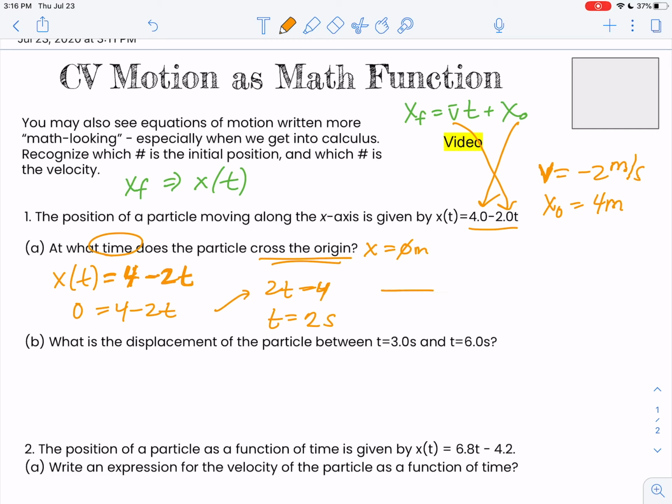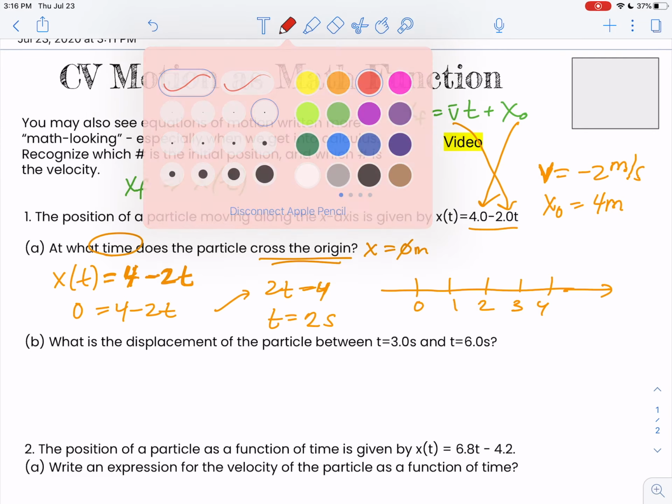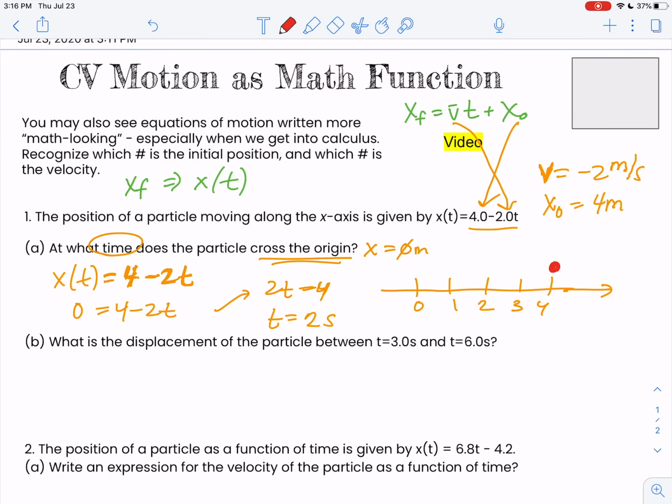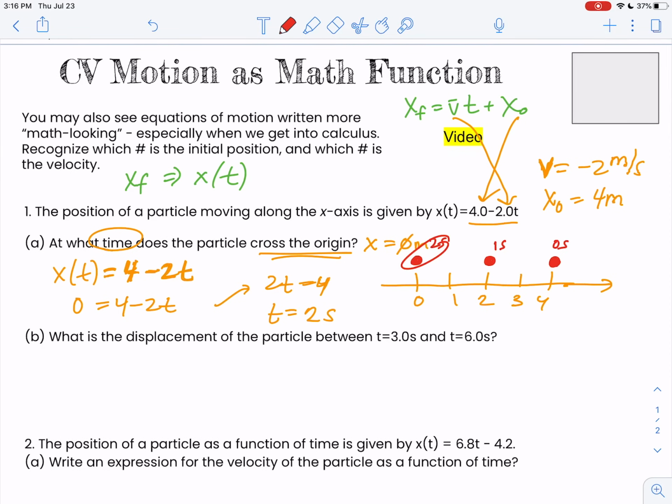I can think about this in terms of a little motion map. I'm really big on drawing things. If I started at a position of 4, I'm going in a negative direction 2 meters every second. So that happens at 1 second, and then another 2 meters at 2 seconds. So that's why I would get that. Mathematically, that's how you would do it.